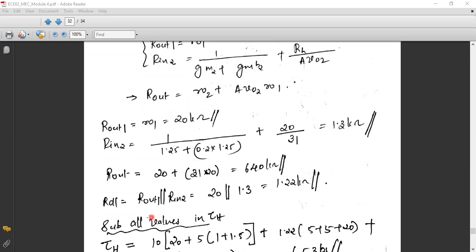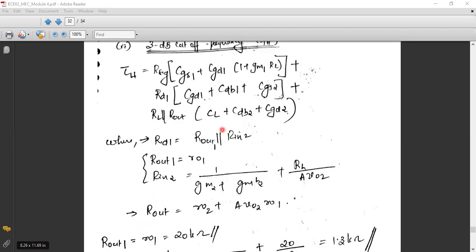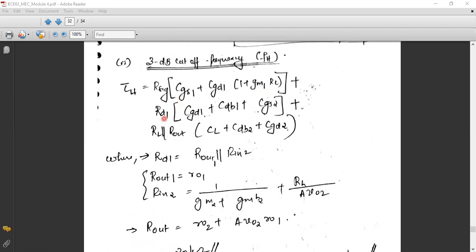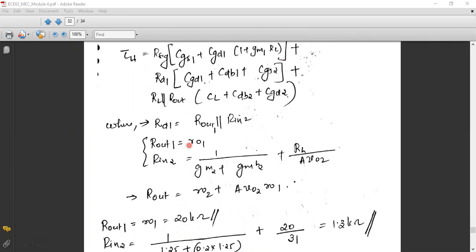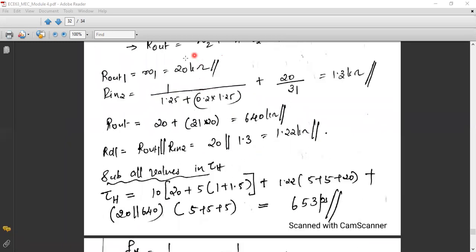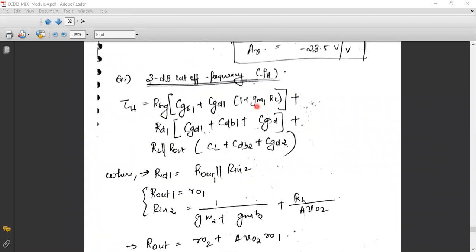Now you have everything with you, right? As per this particular equation, the unknowns were RD1 and R out. So to find RD1 and R out, you have computed R out 1 and R into. So both parameters are now with you. Now you can substitute this R out and RD1 in this equation and proceed. So this is the equation for tau h.